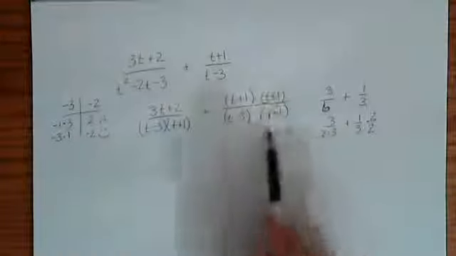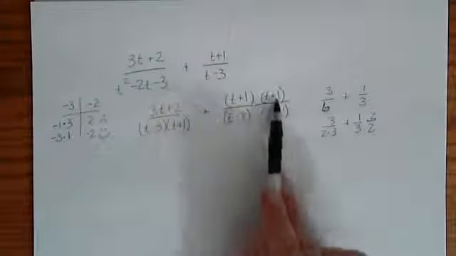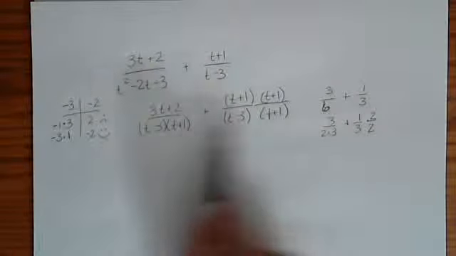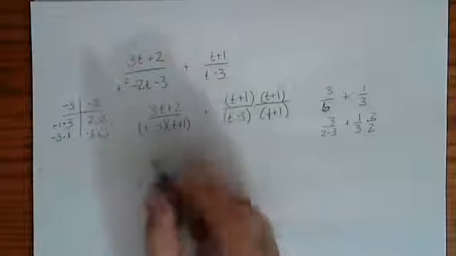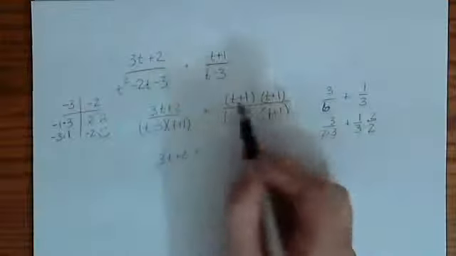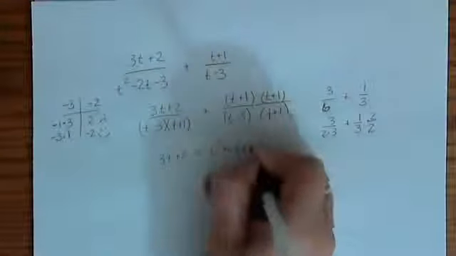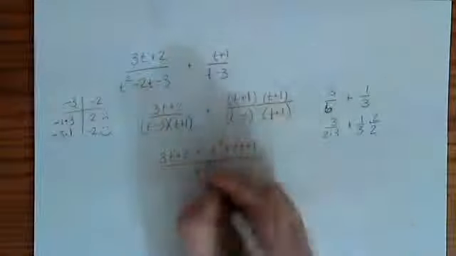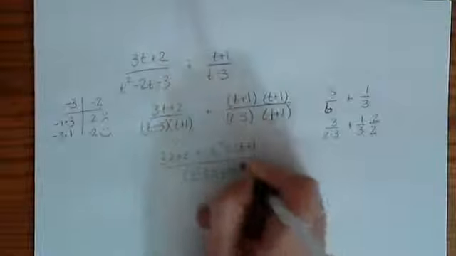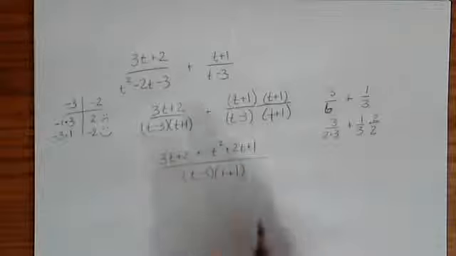Because this is the same thing as multiplying this whole fraction by 1. And if I multiply by 1, I'm not changing anything. Kind of a weird thing. But now I have a common denominator. Okay, so 3t plus 2 plus, if I FOIL this out, I'm going to get t squared plus 2t plus 1 divided by (t minus 3)(t plus 1). Right? Let's simplify everything we can.